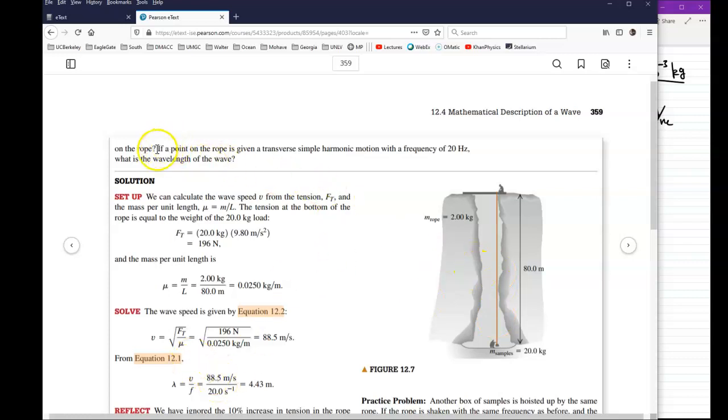Okay, he says, what is the speed of the rope? If a point on the rope is given a transverse simple harmonic motion with a frequency of 20 hertz, what is the wavelength of the wave? Okay, so let's do this problem.